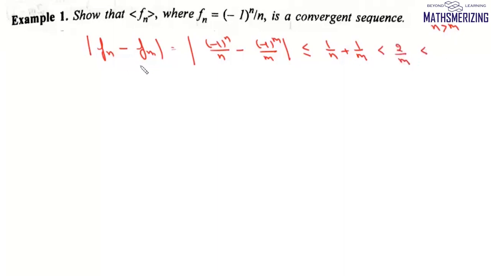Now for |Fn minus Fm| to be less than epsilon, m will be greater than 2 upon epsilon. So for any value of epsilon, however small it may be, we always get a value of m where n is greater than m. That means the sequence Fn is a Cauchy sequence, and Cauchy's convergence criterion says every Cauchy sequence is a convergent sequence. So the sequence is a convergent sequence.